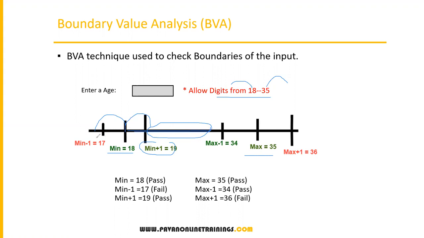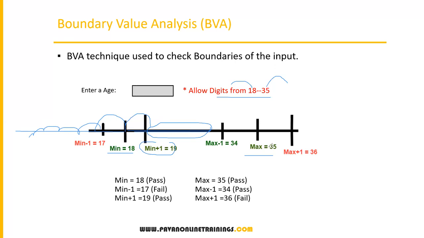All the numbers between this range will work. Similarly, when I say minimum minus 1, which is 17, and it is not working, what does it mean? Whatever numbers come below this 18 will not be allowed, because we have tested only one value below 18. If it is not working, all the numbers below 18 will not be allowed. That is covered. And this is the minimum range, the minimum boundaries.